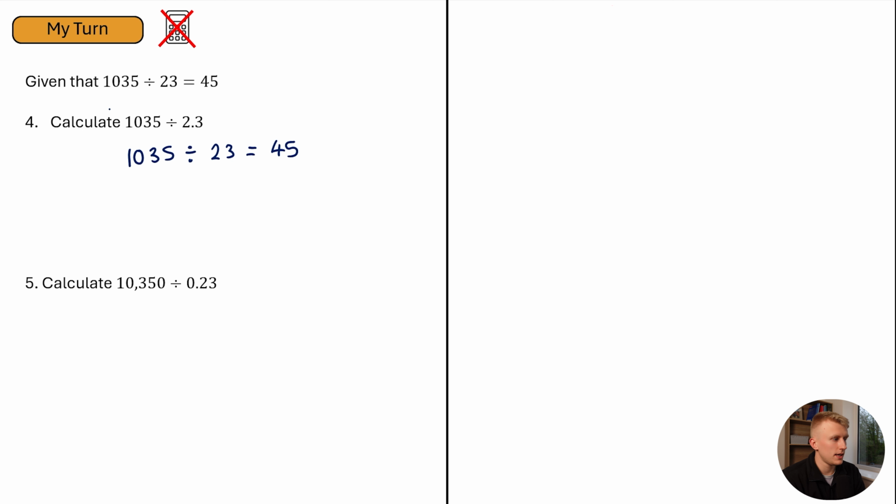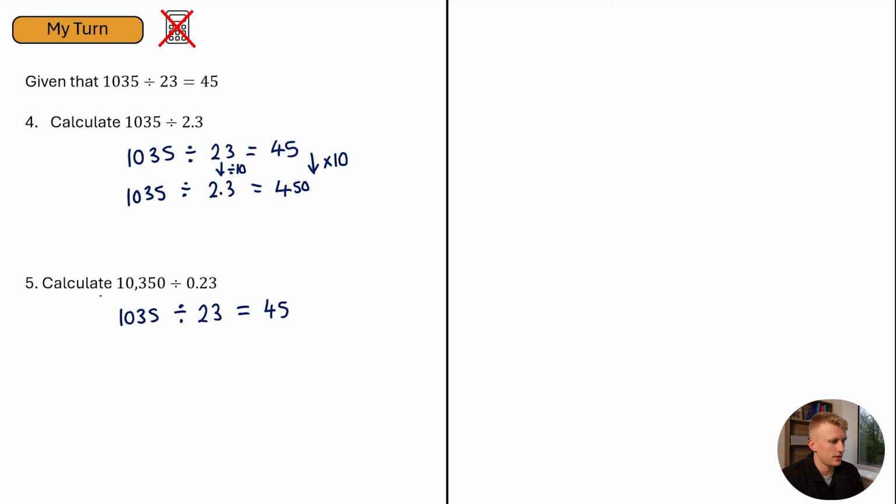Let's look at the next example. Given that 1035 divided by 23 is equal to 45, calculate 1035 divided by 2.3. So the number that is being divided has not changed, but the number I'm dividing by has been divided by 10. So instead of splitting into 23 groups, I'm splitting it into 10 times less groups, into only 2.3 groups. And if I'm splitting the same number into less groups, I'm expecting more in each group. And that's where we have this inverse effect on our answer. Instead of dividing my answer by 10, I actually multiply it by 10. 45 multiplied by 10 is 450.